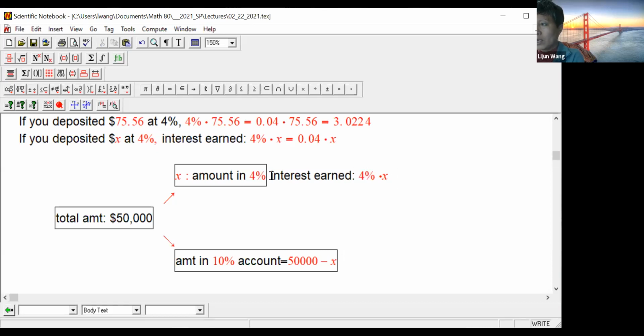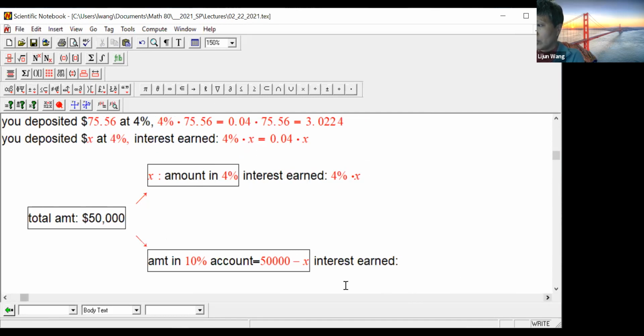Now tell me, what is the interest earned from the 10% account? This account seems to be more exciting, right? Because the rate is higher. So how much is earned in this account? Can you guys write down the formula? We're doing algebra, so we're doing things symbolically. Any questions so far? Is this too abstract?